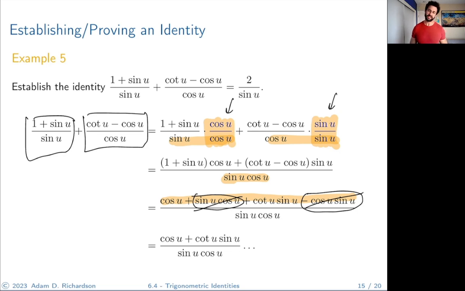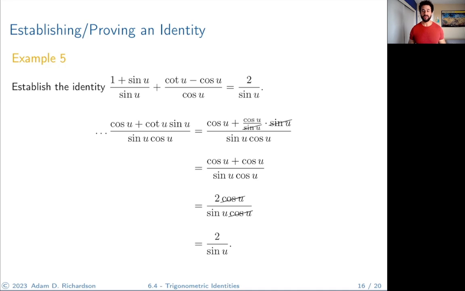But there's still more we have to do. Now, at this point, I'm looking at where I'm trying to end up. I'm trying to end up at 2 over sine u, right? Trying to end up right here. But there's some stuff that's in the way. There's a sine in the denominator already. That's nice. But there's a cosine there as well. So somehow I need to cancel a factor of cosine in the denominator. I've got one up here in the numerator, but in order to cancel, I would need a factor of cosine in here. And maybe you can kind of see what's going to happen next.